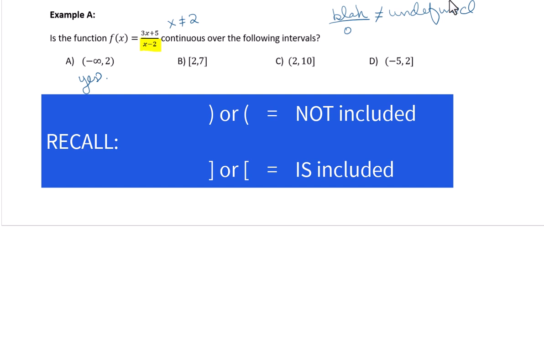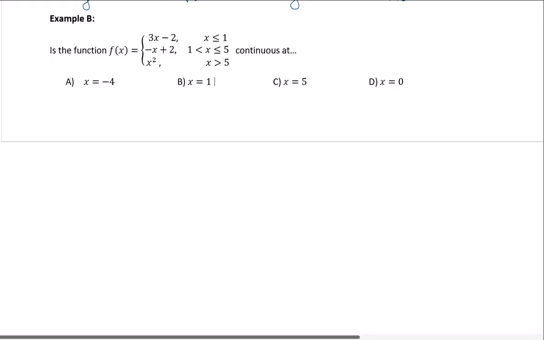In B, it's going from 2 to 7, but notice that 2 has a bracket. That means 2 is included, therefore it is not continuous over that interval. C, 2 to 10, 10 is included, but 2 is not. So we're safe. And then in D, the 2 is included again because of the bracket, so it is not continuous over that interval.